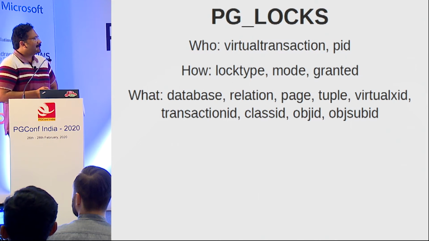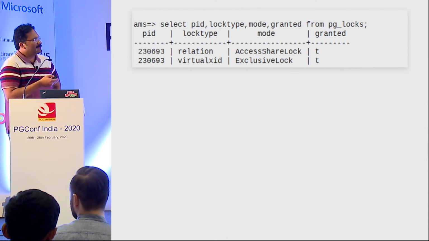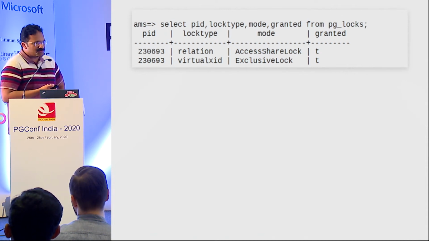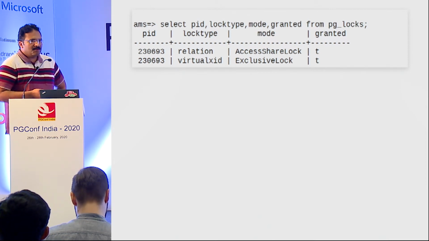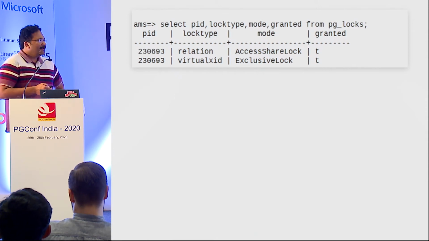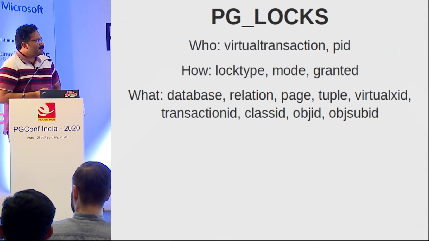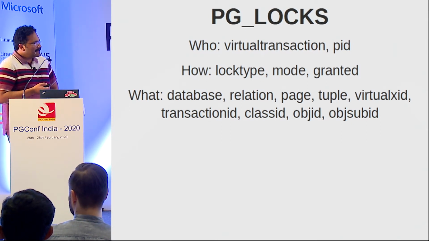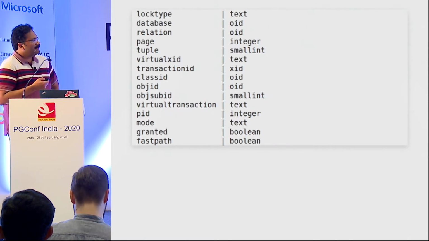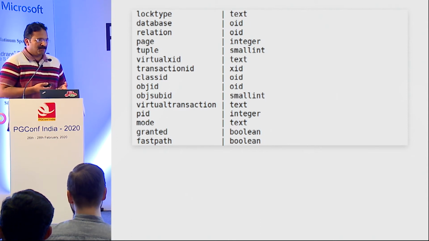The lock type, mode, and granted, which are seen here. The lock type is relation, mode is access share lock, and granted is true. I'll go into detail about those. That reflects what kind of lock the process is holding. And finally, database, relation, page, tuple, virtual XID, transaction ID, and so on, are the columns of pg_locks which tell you what the lock is being held on.